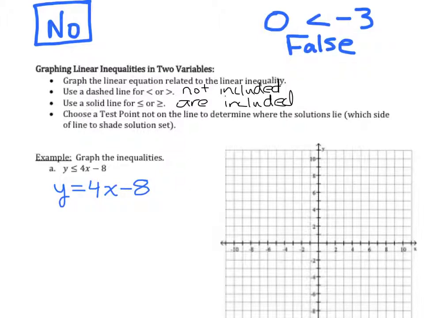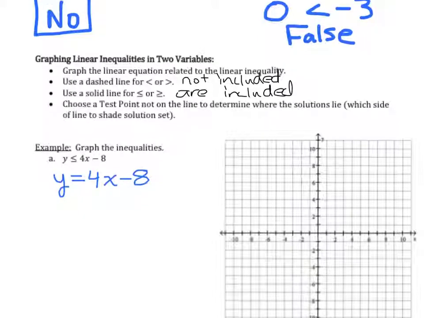Okay? And so once we graph the line, we've got to show or shade where all of our other solutions lie. It's either going to be on one side of the line or the opposite side of the line. And to help us do that, we're going to choose a test point that's not on the line to determine where the solutions lie, which side of the line we need to shade our solution set. So let's look at this example here. I've kind of already started it, but we have that y is less than or equal to 4x minus 8.